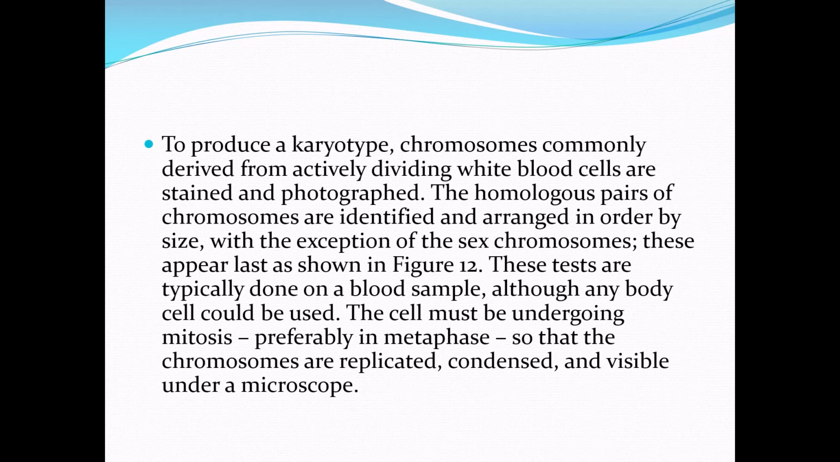Chromosomes commonly derived from actively dividing white blood cells are stained and photographed. The homologous pairs of chromosomes are identified and arranged in order by size. With the exception of the sex chromosomes, these appear last as shown in Figure 12. These tests are typically done in a blood sample, although any body cell could be used. The cell must be undergoing mitosis, so that the chromosomes are replicated, condensed, and visible under the microscope.